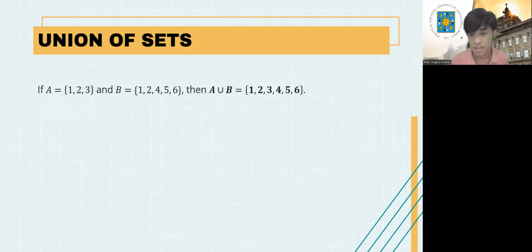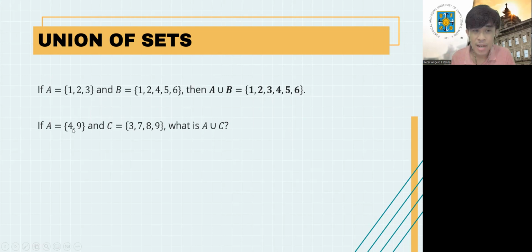Alright? So kapag union, pagsasamahin lang natin, hindi kailangang both na sa kanila, hindi kailangan common. But then, pwedeng na kay A lang, pwedeng na kay B lang, or pwedeng both. Alright, next example. Paano kung yung set A natin is 4 and 9 and set B is 3, 7, 8, and 9? What is their union? Sige nga, anyone? Sa chat box natin.